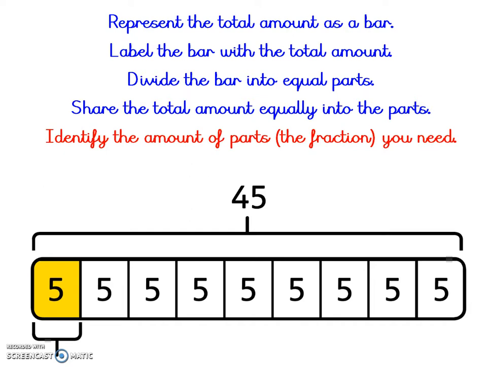And then of course it's the final and probably most important part. You've done all the hard work, you've worked out the answer, but now you need to show the answer. So you're identifying the amount of parts or the fraction that you need. So in this case, I have 9 parts and I've identified one of those 9 parts, or 1/9. So we can see here that 1/9 of 45 is 5.